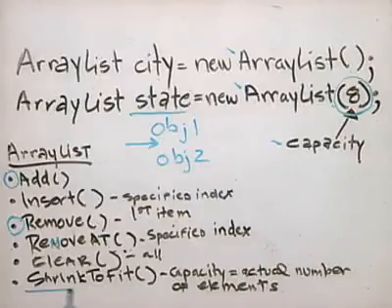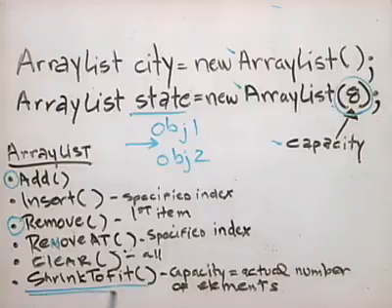And TrimToSize is a nice method. It allows you to have more control over the capacity. What it will do is set your capacity equal to the actual number of elements that you have.